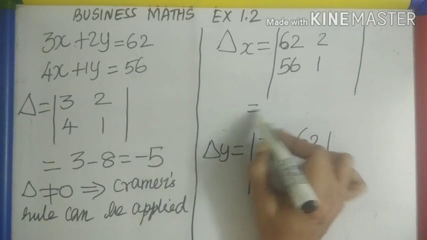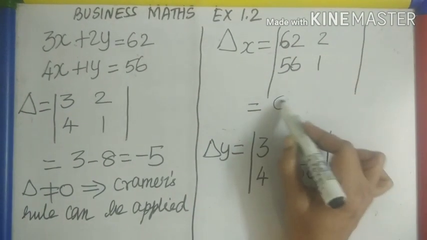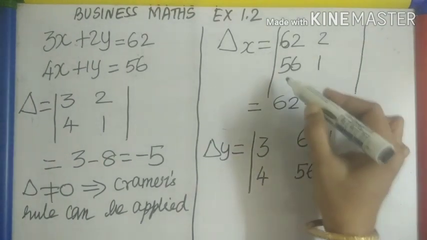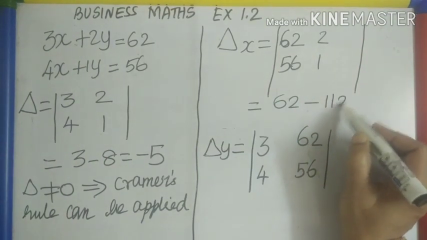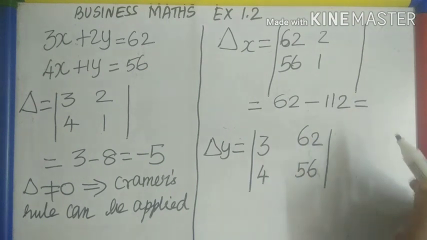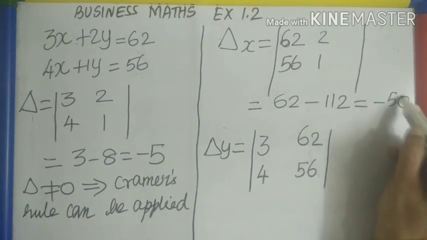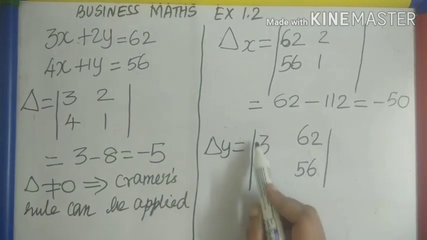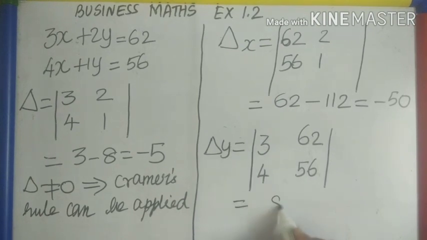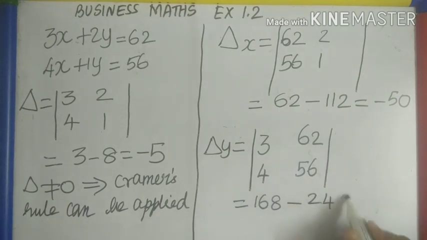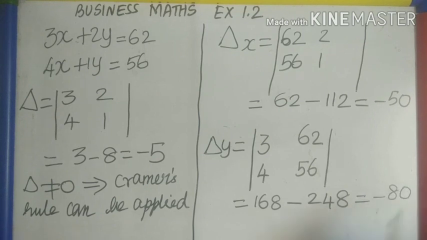Now let us simplify. 62 into 1 minus 2 into 56. So my answer is minus 50. Here 3 into 56 minus 4 into 62. My answer will be minus 80.